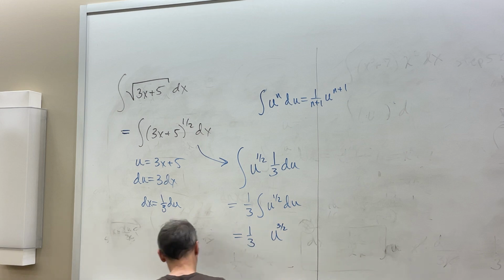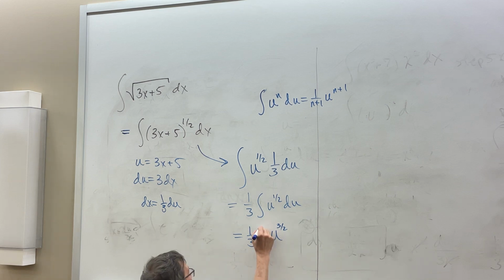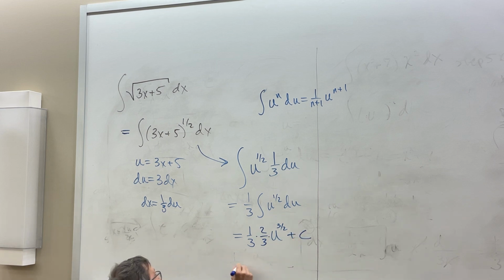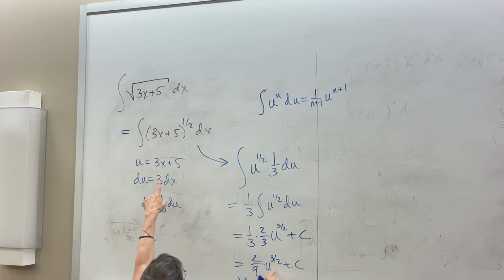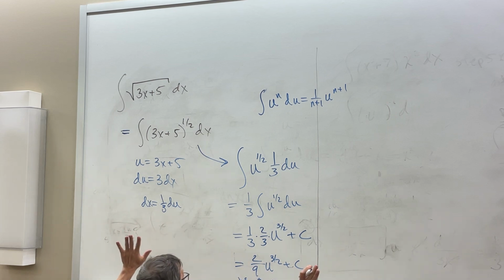What do I put up front? Is it 2/3? Correct. You seem to know a lot more than you claim. I think you're bluffing. So this is 2/9 u to the 3 halves plus C. What's the last thing I do? You put it back into the original with x. Exactly. So back substitute. I've got 3x plus 5 to the 3 halves, because we just solved that. All the calculus is done. Yep, I agree. Beautiful.